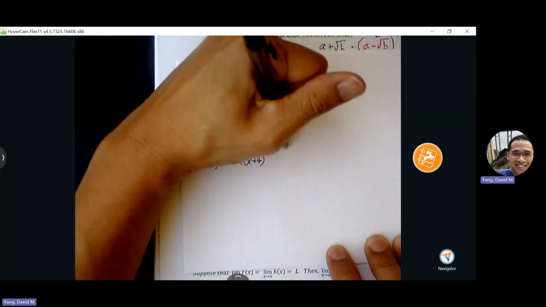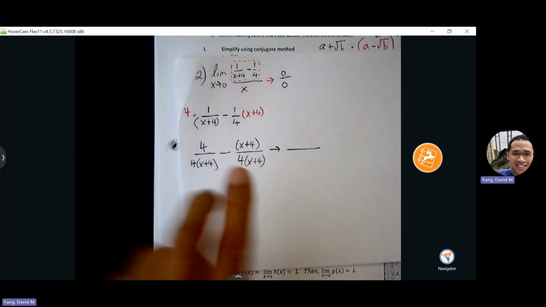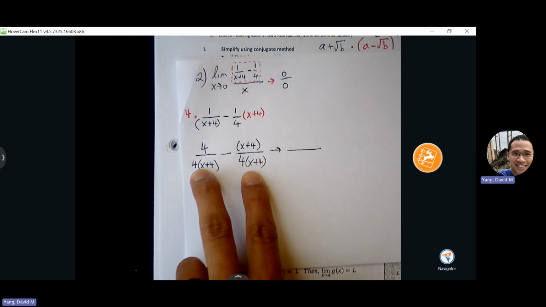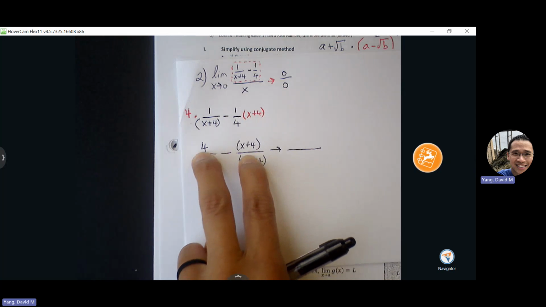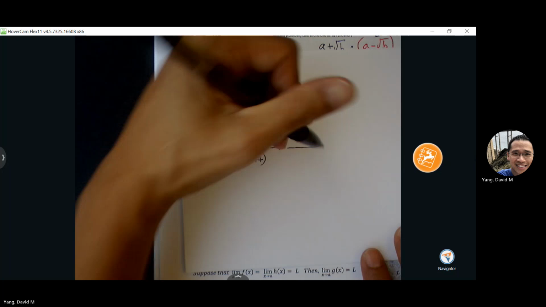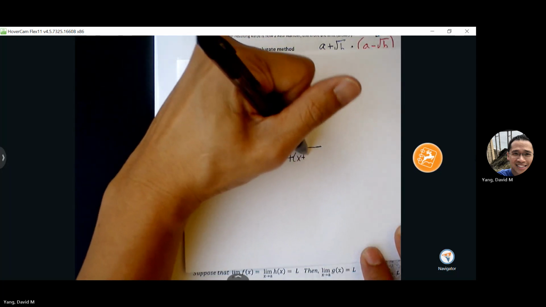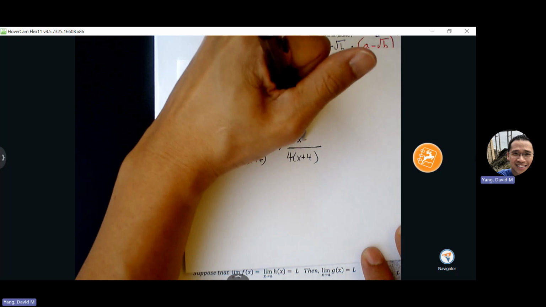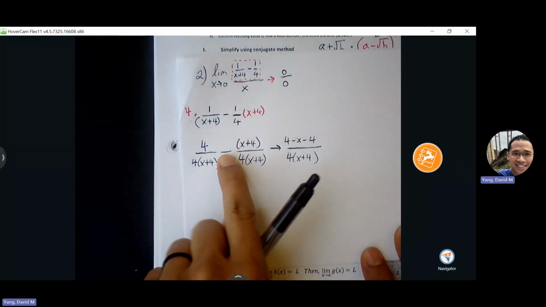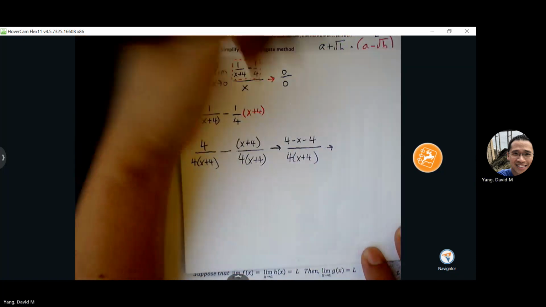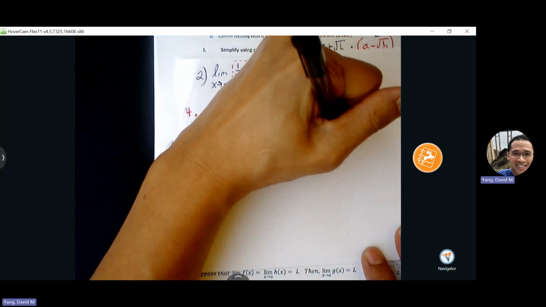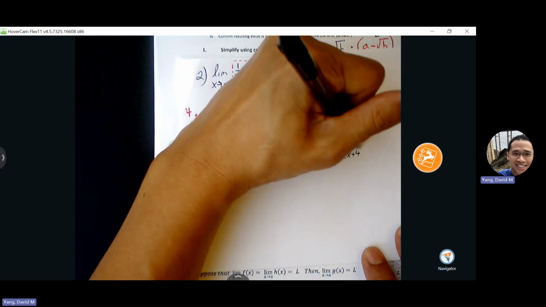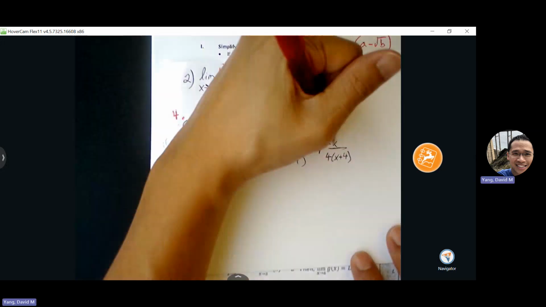Okay, so now our goal is to merge these two into the same fraction. Now we can, because we are sharing the same common denominator. Now we can just combine our like terms from the numerator. So this is 4 minus x minus 4, because I'm distributing the negative through. And what is my numerator going to just turn into? Negative x over 4 times x plus 4. So we're not done yet, but we are making progress.